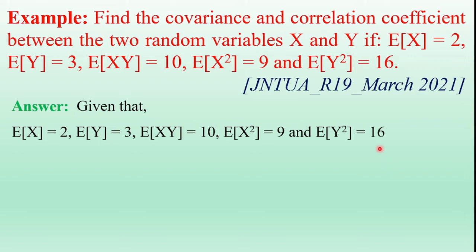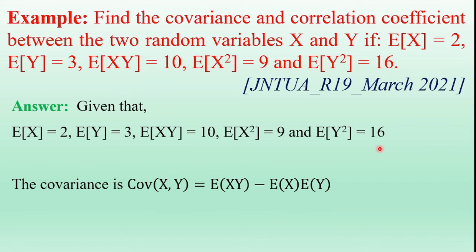First calculate the covariance. We know that the covariance between two random variables capital X and capital Y is covariance of x comma y is equal to expectation of xy minus expectation of x into expectation of y. Substitute all these values into this equation, we get covariance of x comma y is equal to expectation of xy value 10 minus expectation of x value 2 into expectation of y value 3. So 10 minus 6 is equal to 4.